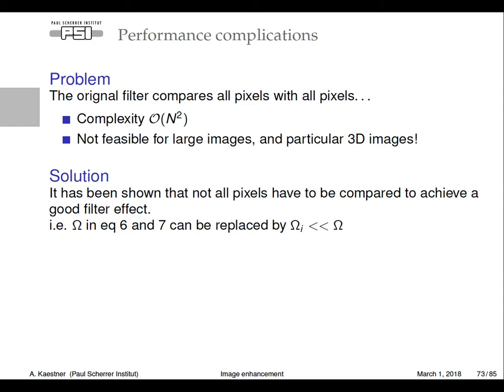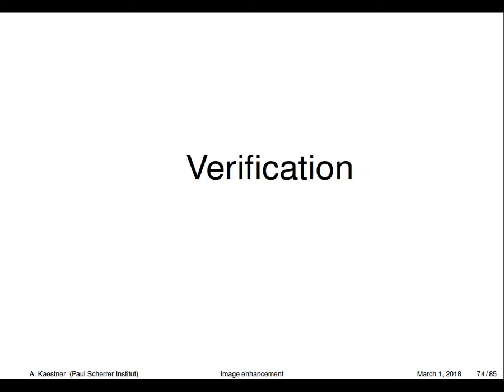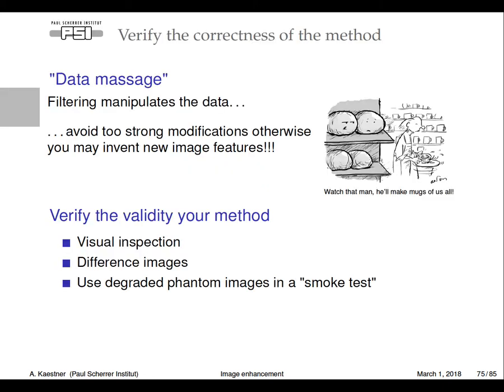And then actually the thing I said before, that you can reduce the focus area, and with that you can improve the speed a lot. Last part is verifying what you have done. So you have done a lot of filtering, and my former boss coined the term data massage. You massage the data until it gets into what you want it to be. So that should be avoided. You should, of course, filter as much as you need to get the right information, but don't overdo it, because then you may actually invent new things.